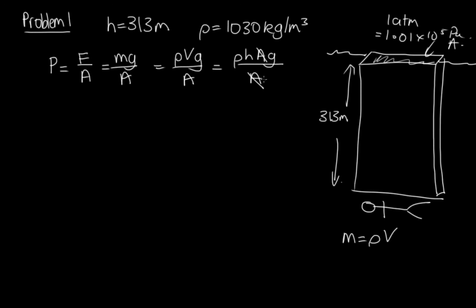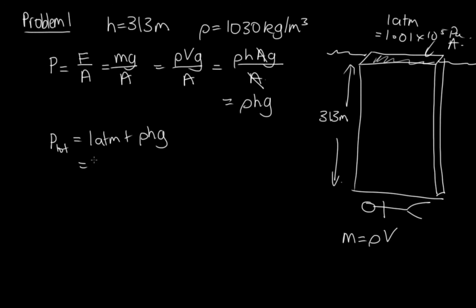And the volume of this prism is just equal to its height times the surface area. So we can put this as density, and then the volume is h times the surface area, and those surface areas cancel out. So we've got rho h g. This is the pressure caused by the water. So the total pressure is equal to the 1 atmosphere plus rho h g.